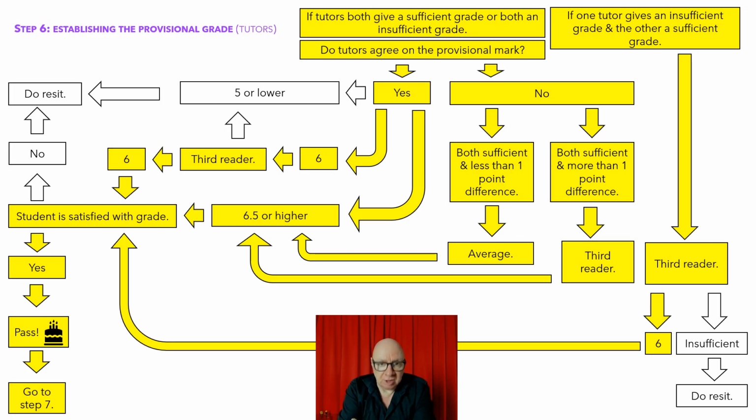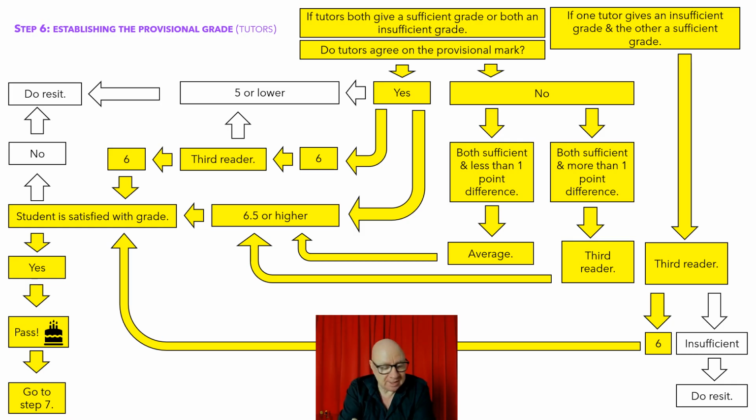They could also agree that it's a 6. So it is sufficient, but not a very high grade. To make sure you do not get a pity 6, where your supervisor and the second reader say, well, this is a very nice student, it's not the best thesis, so let's give him a 6, a third reader is needed. If the third reader says that it's not sufficient, then you have to do the resit. So the third reader decides.